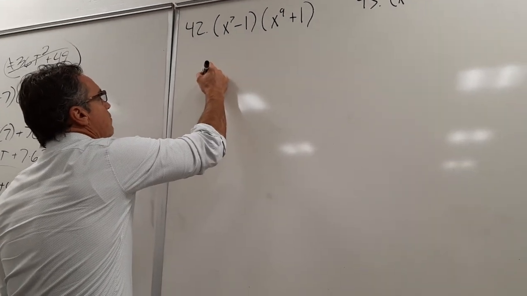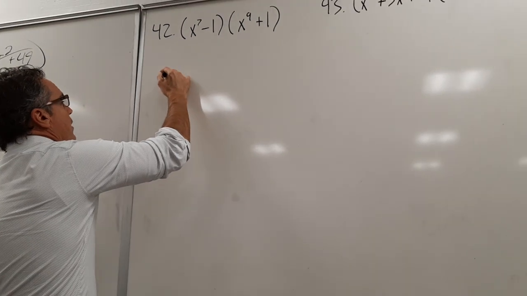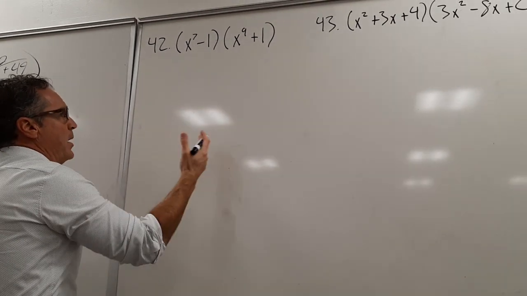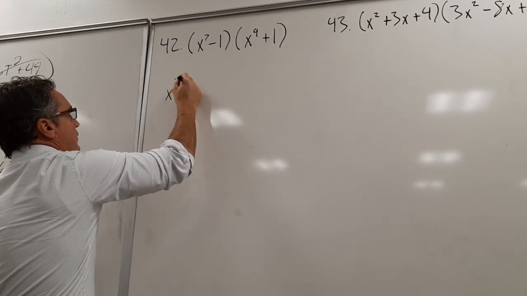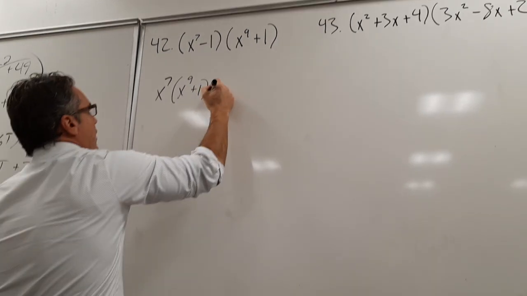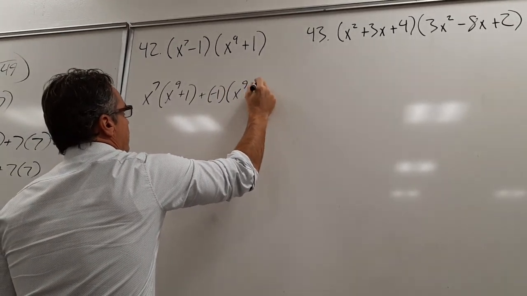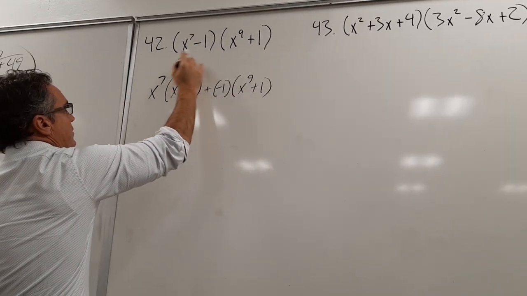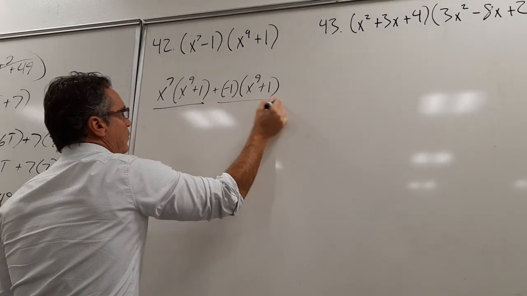X to the 7th minus 1 times x to the 9th plus 1. Okay. Binomial times a binomial. A lot of bi times bi action going on this test. X to the 7th times x to the 9th plus 1 plus negative 1 times x to the 9th plus 1. You see what I did? X to the 7th times this parentheses, that's right here. The negative 1 times this parentheses, that's right here.